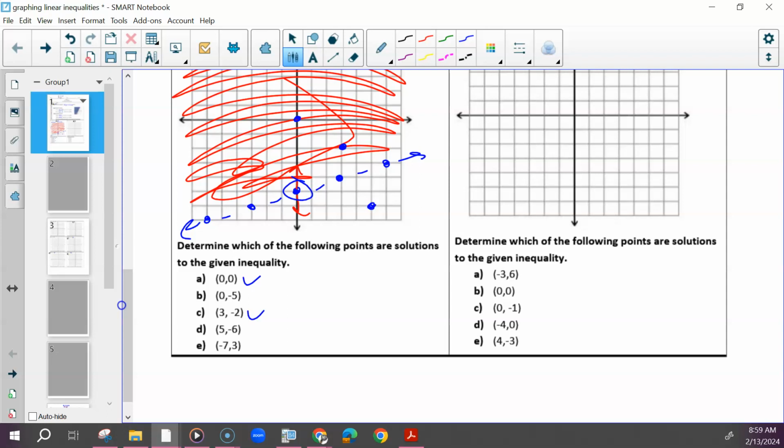Is that one a solution? No. No. And -7, 3. Yes. Yes. So in general, if you get a point that falls on a dashed line, it's not going to be a solution.